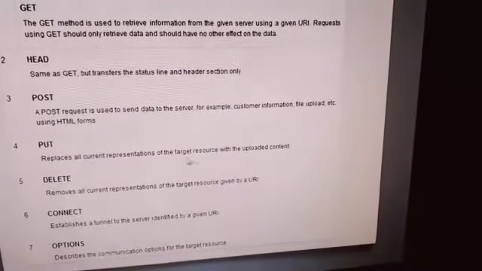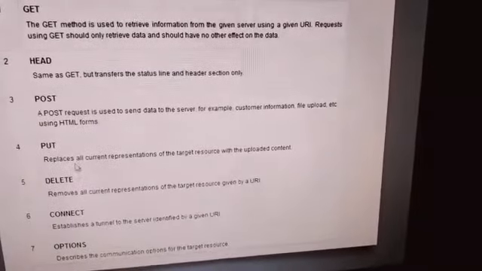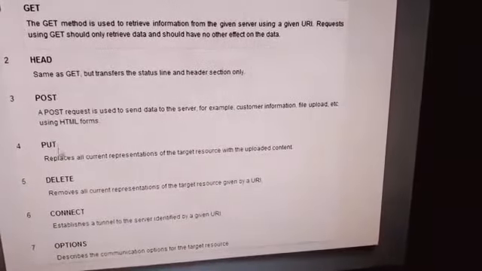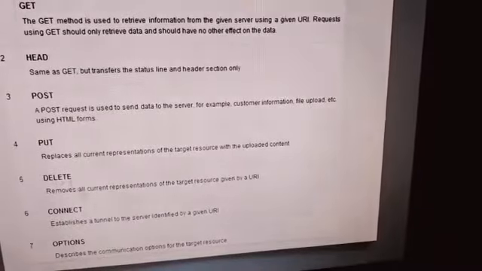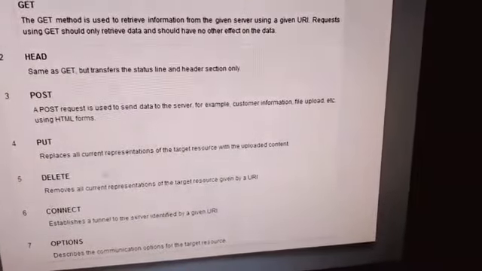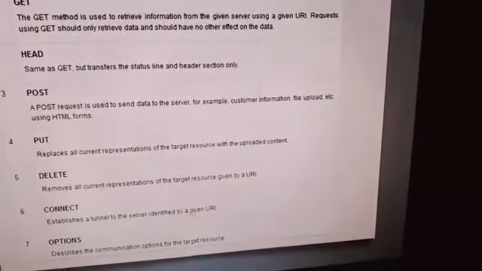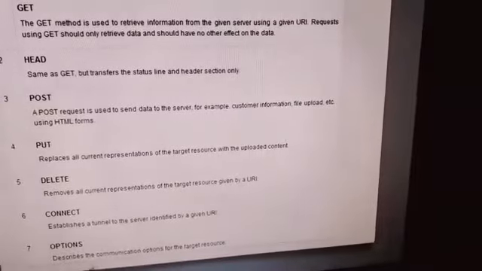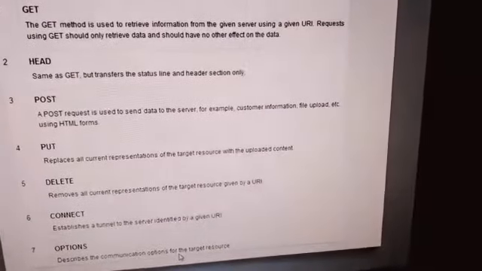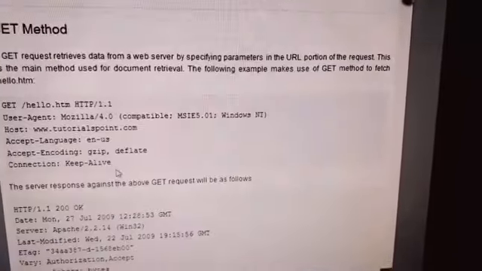Then put replaces all current representations of the target resource with the uploaded content. That means it's like replacing. For that you have to use put. And delete, you know what it does, it removes whatever you have sent earlier. Connect is to establish a tunnel, a connection to the server. And then options describes the communication options for the target resource. All the methods are given in the note, please go through them. These are the methods of HTTP.